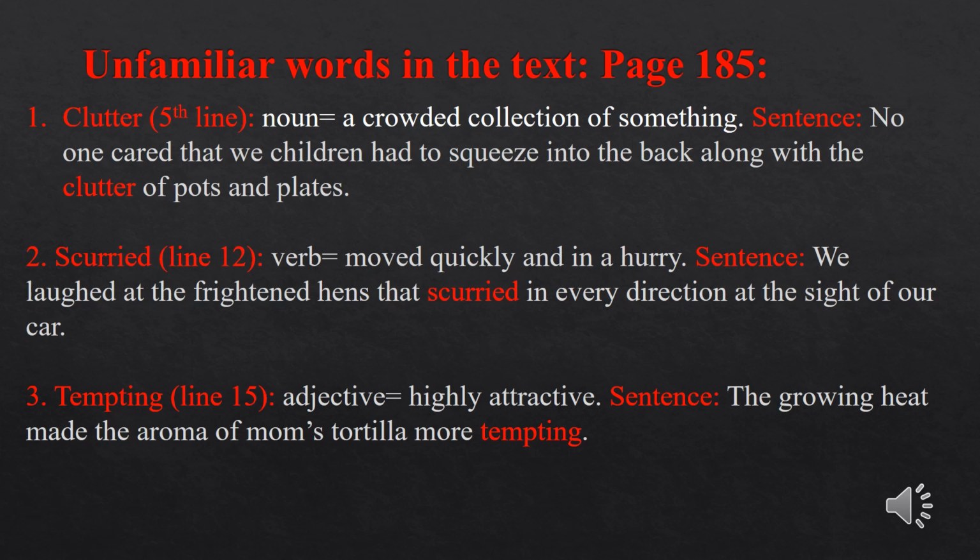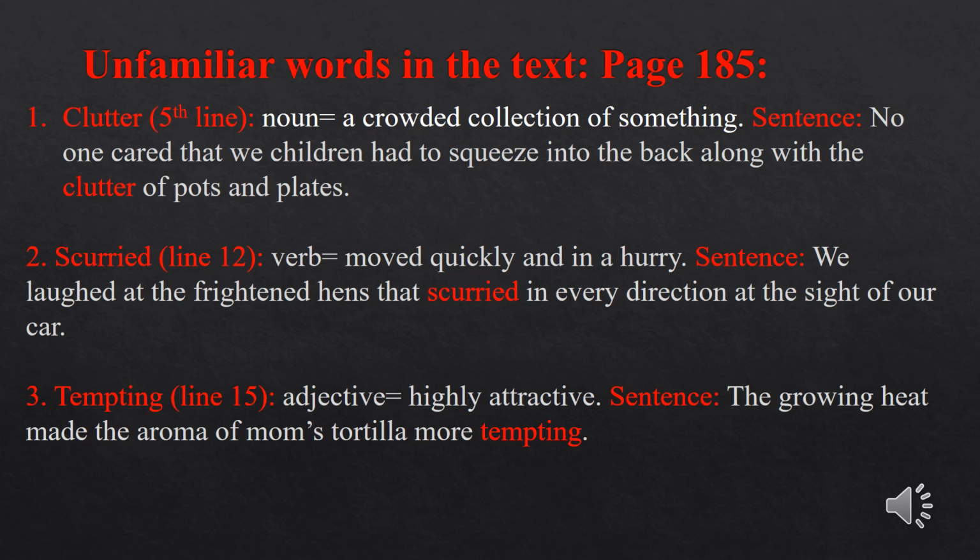Unfamiliar words in the text, page 185. Number 1. Clutter. It's found in the fifth line. Clutter is a noun that means a crowded collection of something. Example: no one cared that we children had to squeeze into the back along with the clutter of pots and plates.